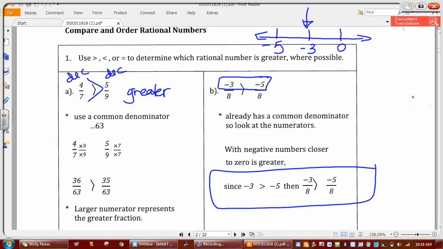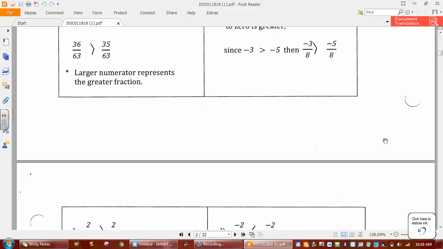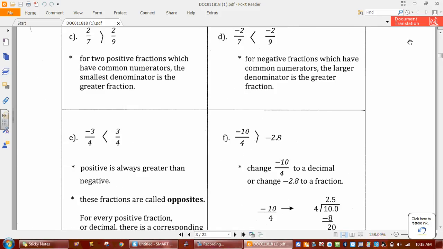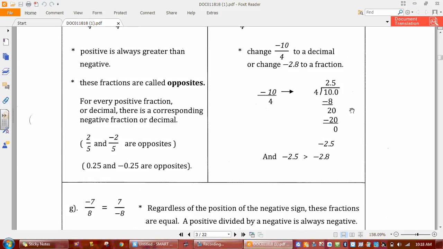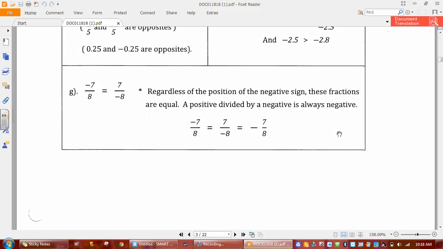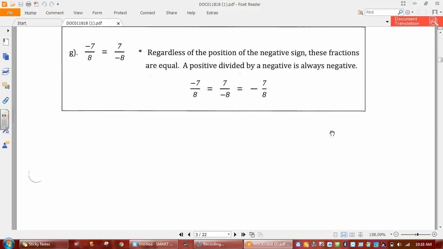Okay, so those examples are showing the exact same thing. Okay? And again, these ones are just showing that you can put them into decimals. Those are examples of showing you to put them into decimals. What is letter G talking about? What do you notice there?